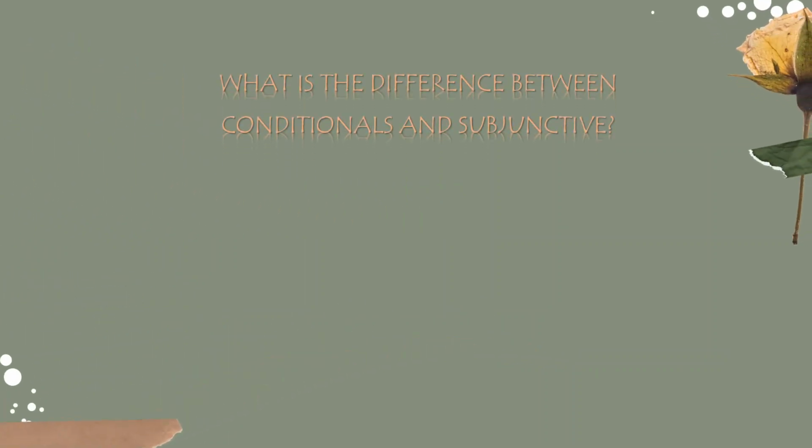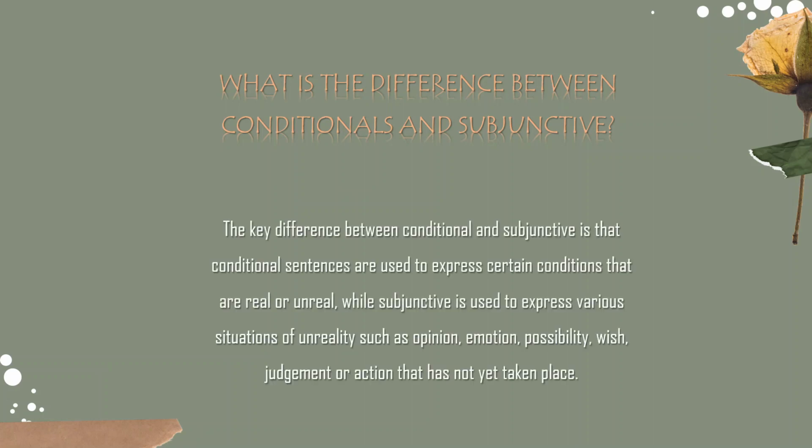So what is the difference between conditionals and subjunctive? The key difference is that conditional sentences are used to express certain conditions that are real or unreal, while subjunctive is used to express various situations of unreality such as opinion, emotion, possibility, wish, judgment, or action that has not yet taken place.